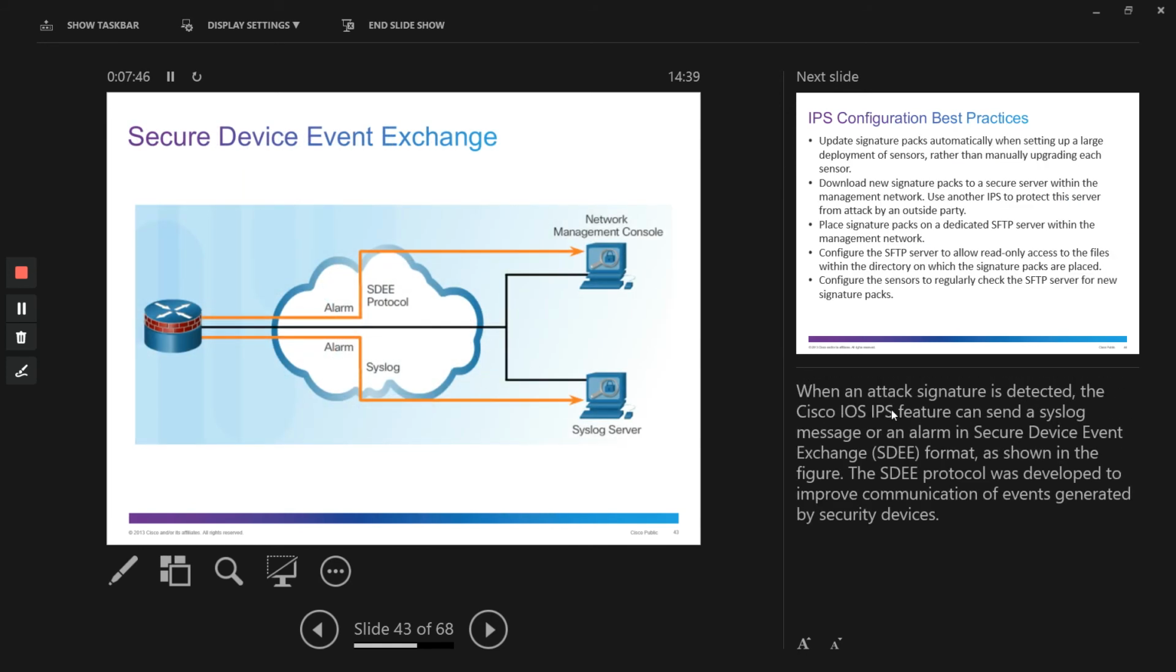Now another one called Security Device Event Exchange. When an attack signature is detected, the Cisco IOS IPS feature can send a syslog message or an alarm in the Security Device Event Exchange format, which is called SDEE. You can see the SDEE protocol and the syslog in this picture. The SDEE protocol was developed to improve the communication of events generated by security devices. So this is what happens when the alarm is generated and the information gets onto the SDEE protocol and also a syslog.